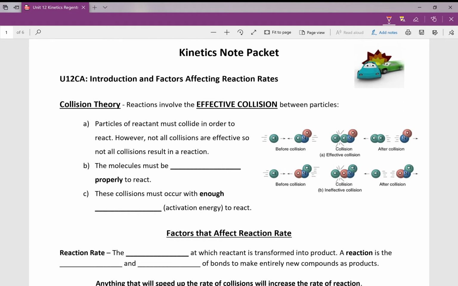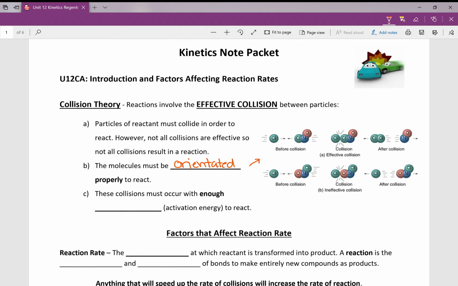So just keep in mind we've talked about how when two particles collide, there has to be a collision in order for a reaction to occur, but not all collisions will actually be effective and result in a reaction. So in order to have an effective collision, one that actually results in a reaction, the molecules must be oriented properly in order to react. And that's what this is showing over here.